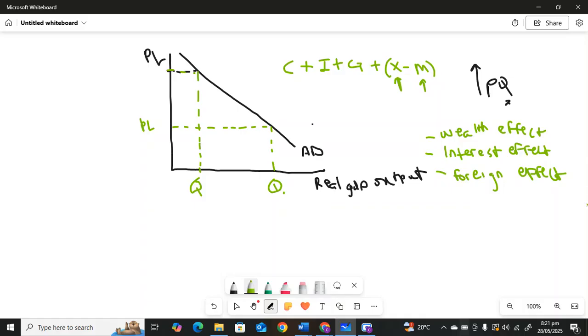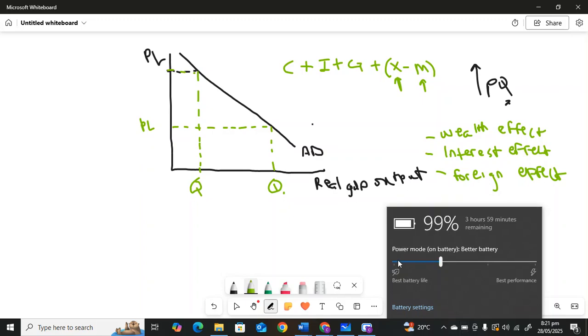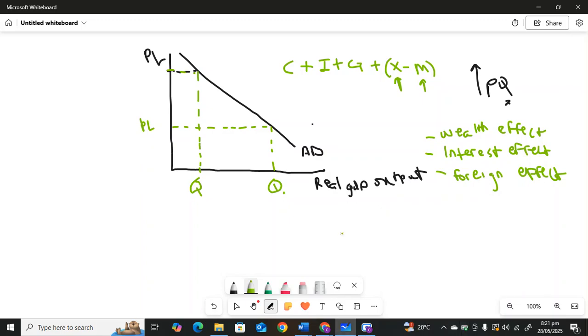So these are the three reasons why aggregate demand is downward sloping. Now today we're going to look at aggregate supply in the short run and in the long run.